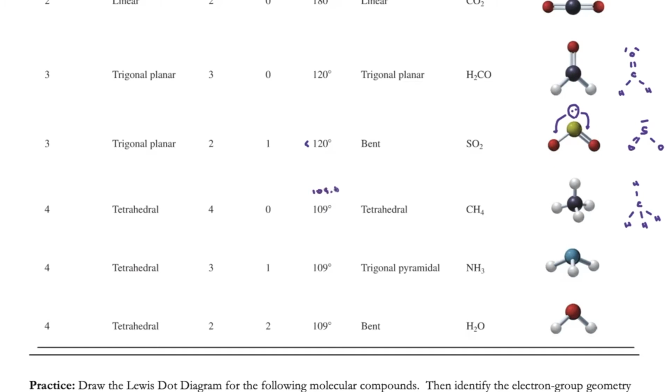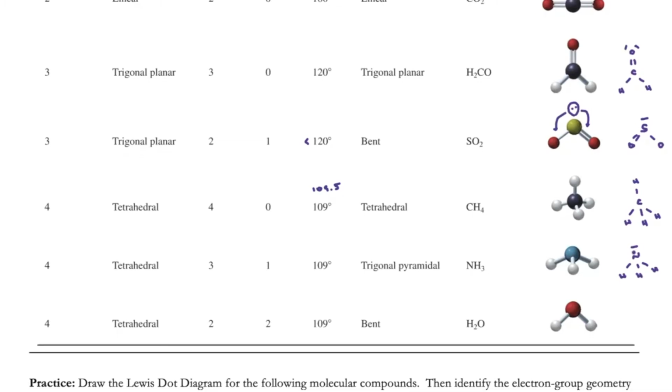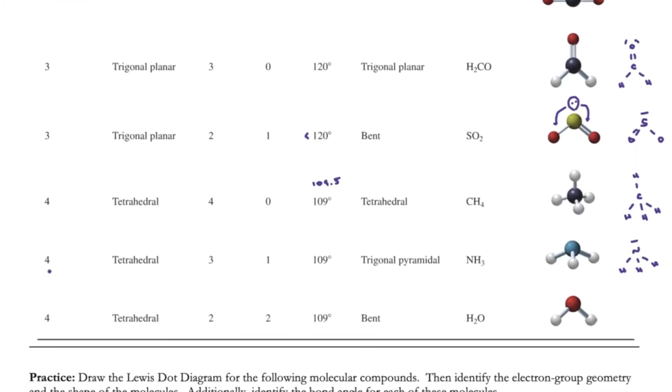And that is using your VSEPR model, making sure that the atoms are as far apart from one another as possible. If you look at the next example, NH3, however, NH3 has 3 bonded atoms, or 3 bonding domains, and 1 non-bonding domain, or 1 lone pair of electrons. So it still has a total of 4 electron groups, or 4 electron domains, but 3 of them are bonding and 1 of them is non-bonding.